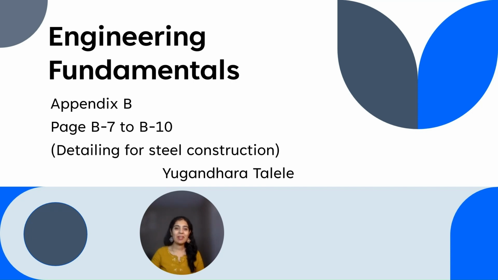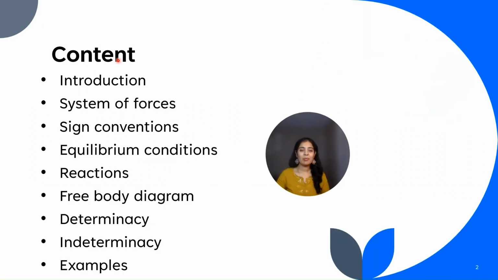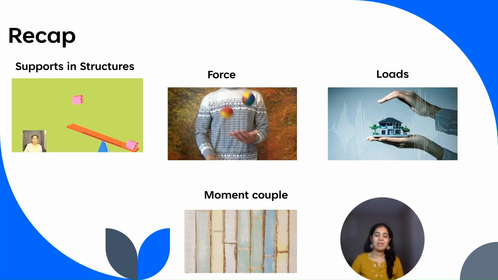Engineering Fundamentals from Appendix B, pages B-7 to B-8, by the Manual for Detailing of Steel Construction by Yuvandhara Tayale. The content of the video is: Introduction, System of Forces, Sign Conventions, Equilibrium Conditions, Reactions, Free Body Diagram, Determinacy and Indeterminacy with some examples. Today we will see about equilibrium conditions.